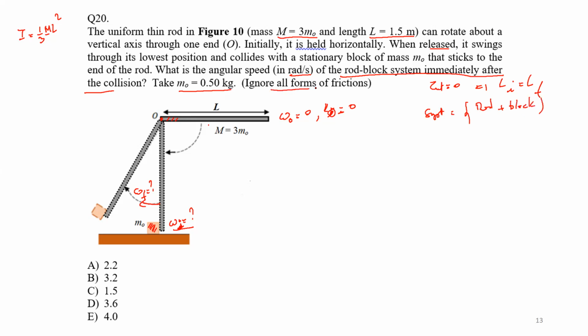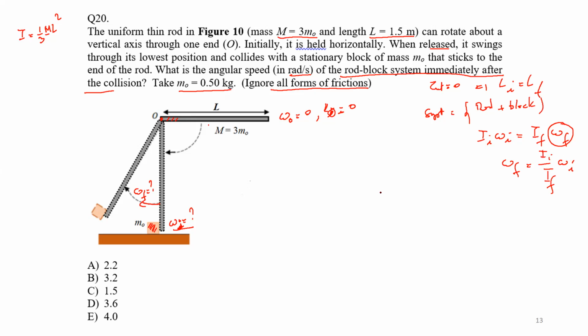And of course, ignore all forms of friction, so I will have conservation of mechanical energy. But first, I will have conservation of angular momentum at the end. So I initial omega initial is equal to I final omega final. Now the question is, what is this omega final? Omega final will be I initial divided by I final multiplied by omega initial.